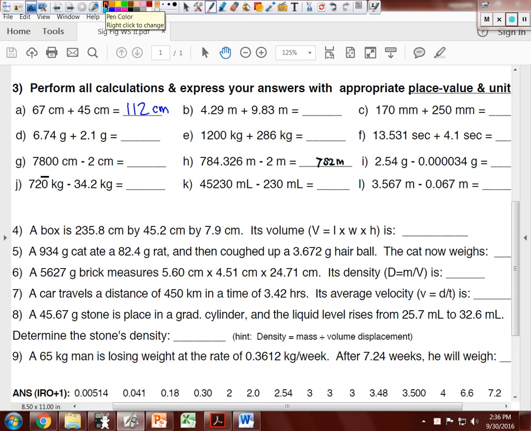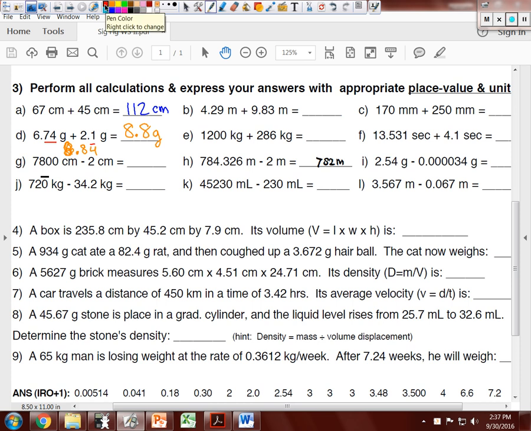All right, now let's look at D. So I've got 6.74 plus 2.1. So how many decimal places does the first one have? 2. What about the second one? 1. So how many decimal places should your answer have? Just 1. So when you add these two numbers together, do you agree you would get 6.84? So what would that round to correctly? Wow, that was really bad. 8.84, my bad. Okay, it would round to 8.8. You drop the 4. And what's your unit on that? Grams, very good.